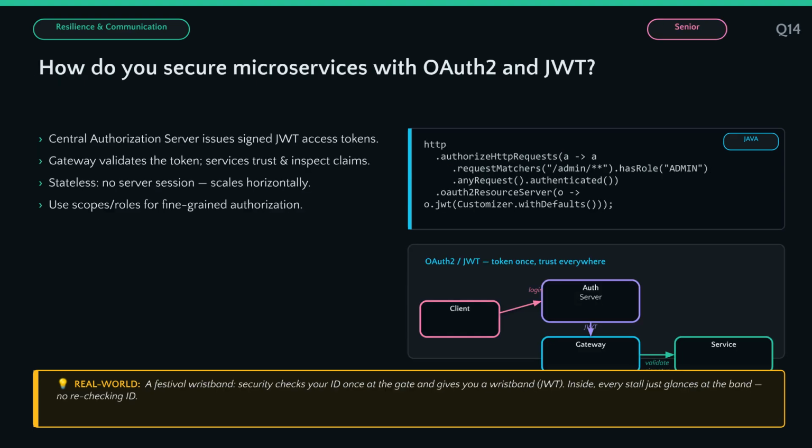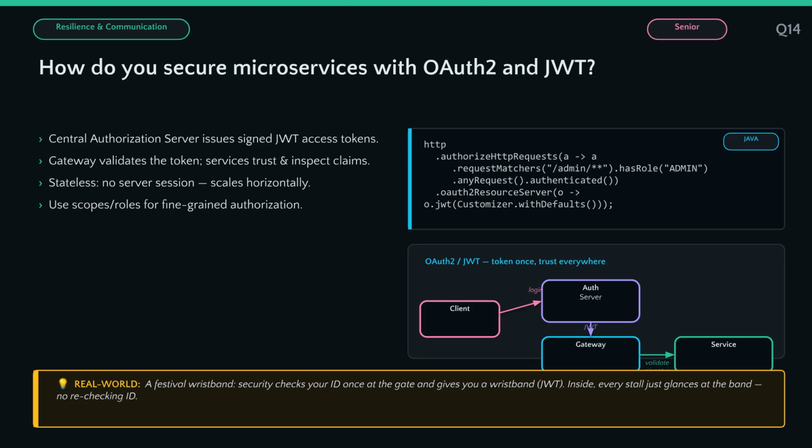How do you secure microservices with OAuth 2 and JWT? Securing microservices statelessly is best done with OAuth 2 and JWT. A central authorization server authenticates the user and issues a signed JWT access token. The gateway validates that token, and downstream services simply trust the signature and read the claims. No shared session store required, so you scale horizontally with ease. Scopes and roles inside the token drive fine-grained authorization.